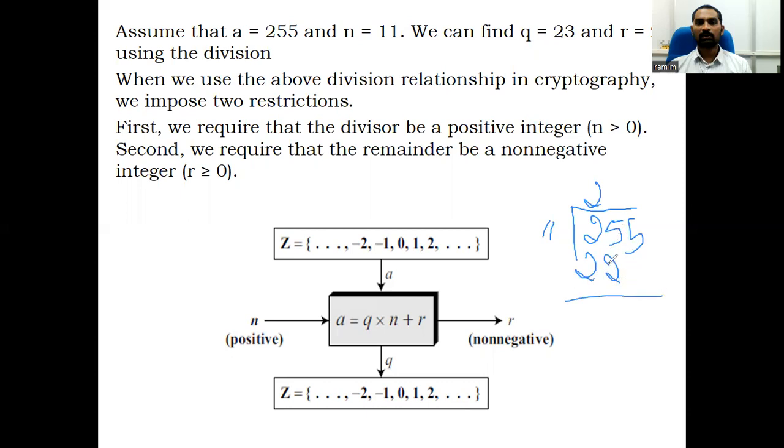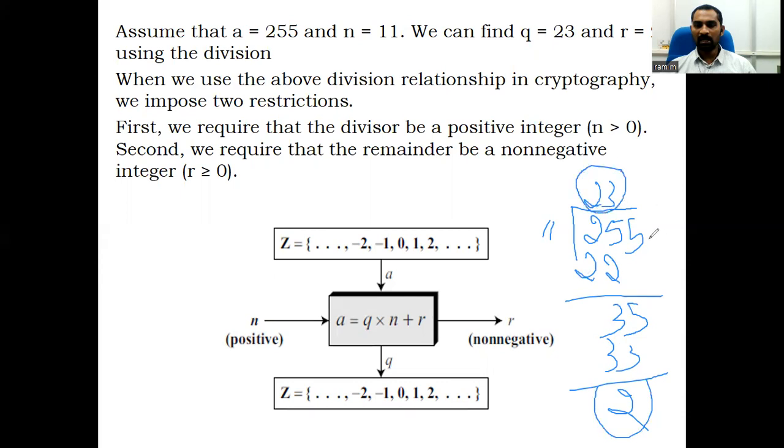Now, if I subtract it, it will be 35. Now I can take it 3 times. Now it will be 33. So we're getting 2. Now this 2 will not be divisible by 11. So this will be the remainder, and this is the coefficient.